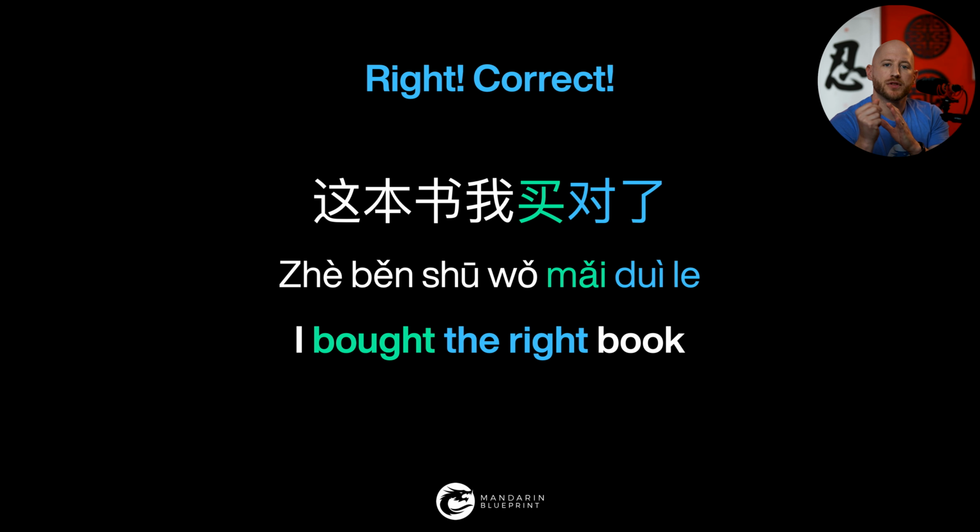I bought the right book. 这本书我买对了. So this is again setting up that topic like we did in the first sentence. 这本书, that's what we're talking about. All right, now I'm going to make a comment on it. 我买对了, right? I love that. And that means that you have made the right choice. It was a correct purchase.